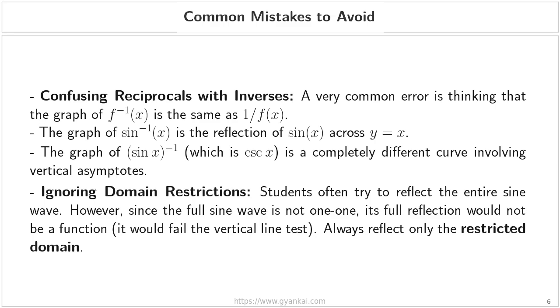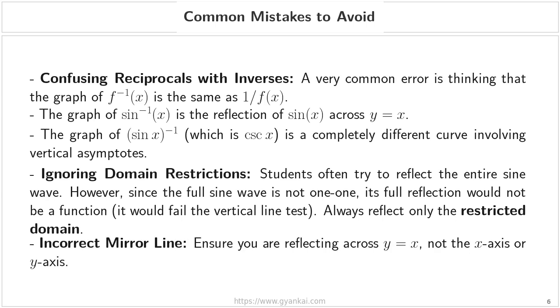You might be tempted to reflect the entire infinite sine wave across the mirror line. However, as we discussed in the earlier sections, the full sine wave is not a one-to-one function. If you were to reflect the whole thing, the resulting curve would fail the vertical line test, meaning it would no longer be a function. Therefore, always remember to reflect only the restricted domain that ensures the function is bijective.